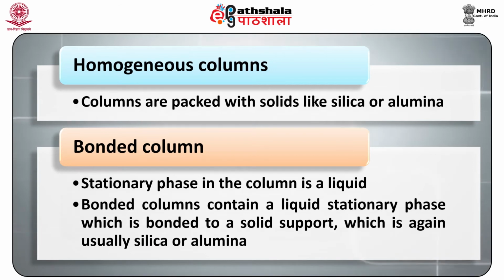Columns are packed with solids like silica or alumina. These columns are called homogeneous columns. If the stationary phase in the column is liquid, the column is termed a bonded column. Bonded columns contain a liquid stationary phase which is bonded to the solid support, which is again usually silica or alumina.